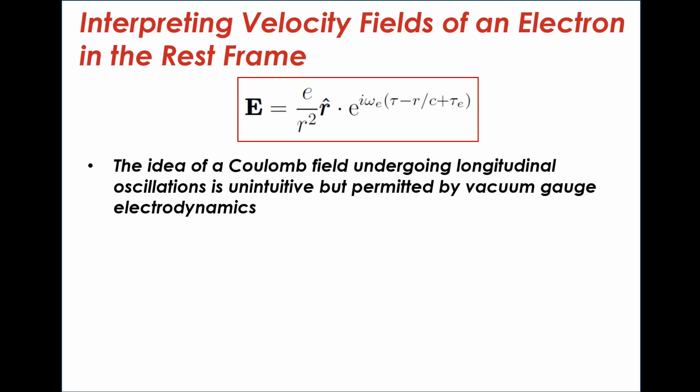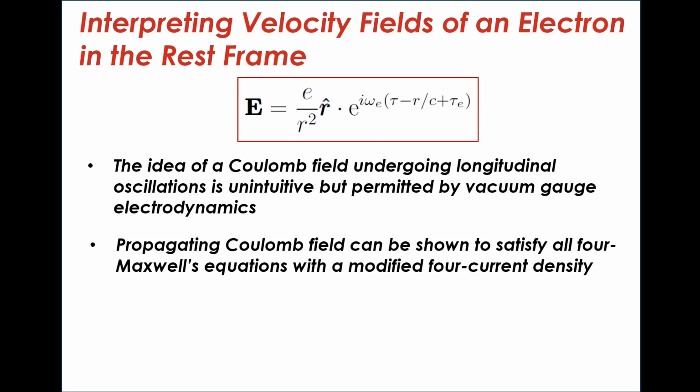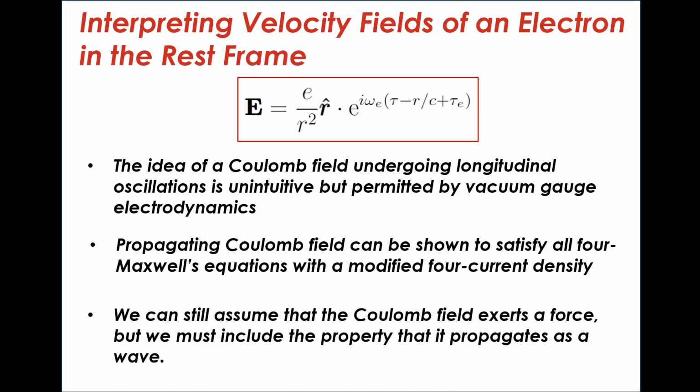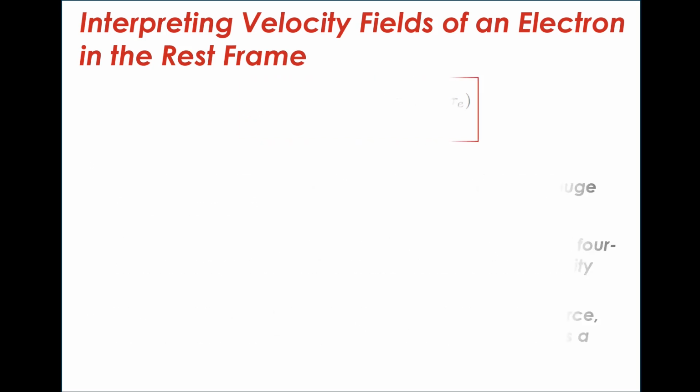Moreover, this Coulomb field can be shown to satisfy all four Maxwell's equations in any frame of reference, but of course with a slightly different definition of the source for current density. But even with the oscillating character of the field, we still believe that it will exert a traditional Coulomb force on other particles. In other words, the Coulomb field of an electron exerts a force on another charge completely independent of its property as a radiating spherical wave.